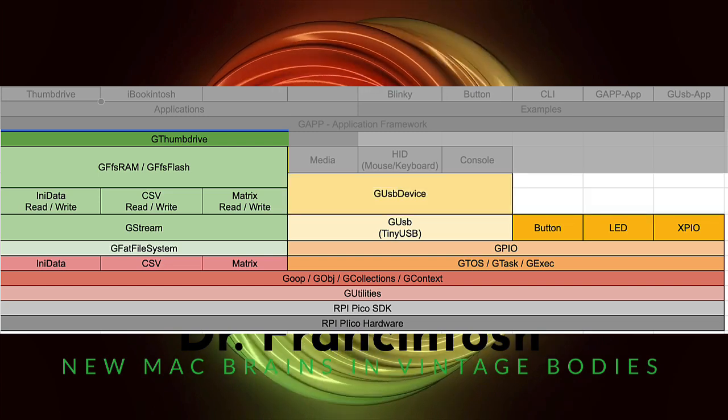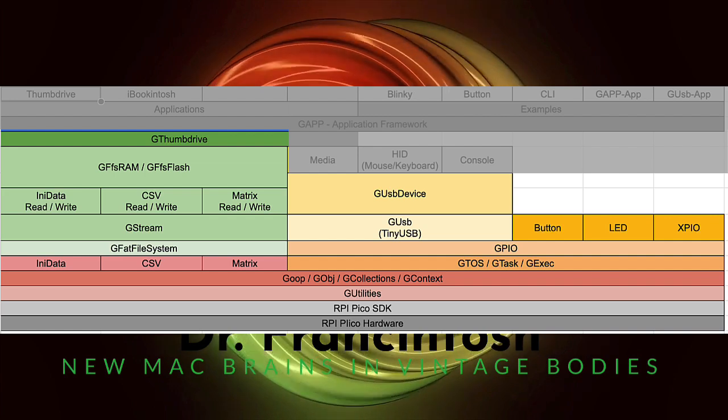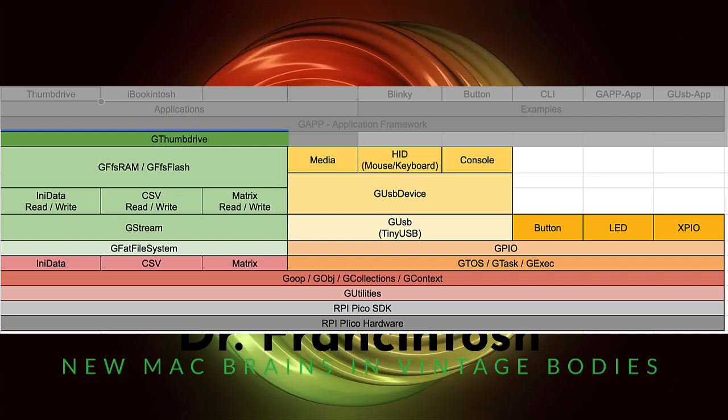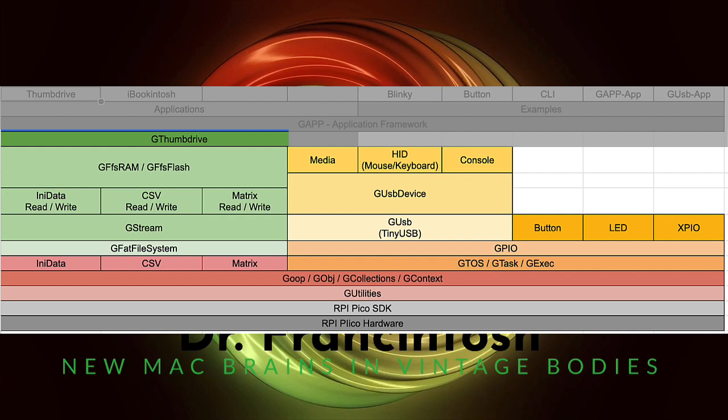Now on top of GUSB is GUSB device, and so that is the device class. The USB then is a controller for different types of devices, and I was able to use Tiny USB to implement the media, which is things like thumb drives and reading the flash and so on. HID, which are human interface devices, the mouse and keyboard devices, and finally the console device.